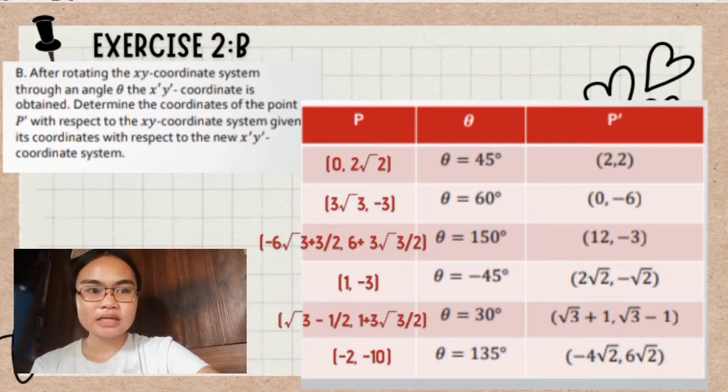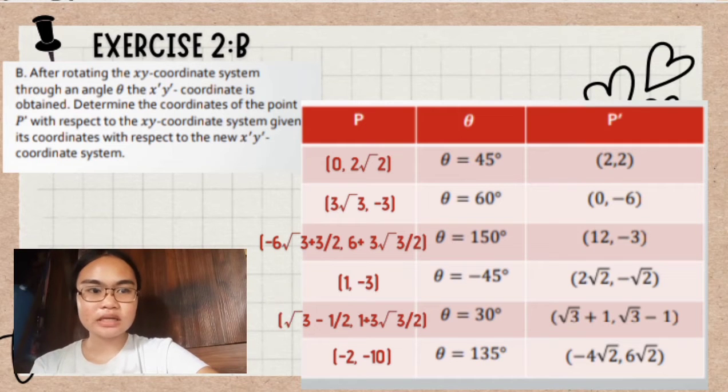For number 1, the p dash is 2 and 2. The theta is 45 degrees. So the p is 0 and 2 square root of 2. Number 2, the p dash is 0 and negative 6. The theta is 60 degrees. So the p is 3 square root of 3 and negative 3.